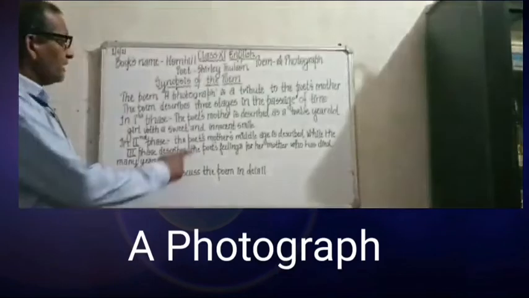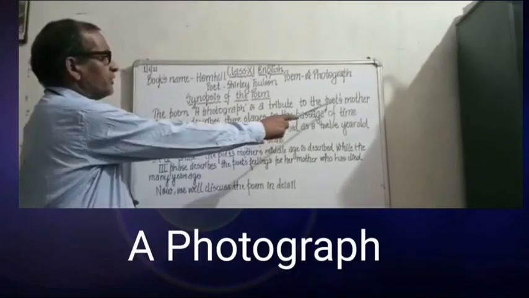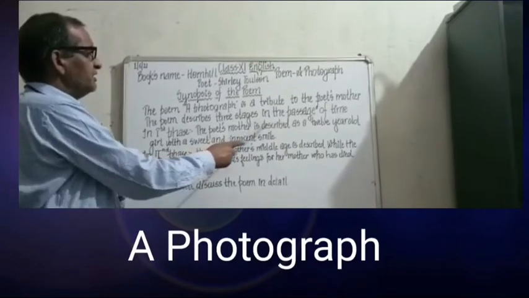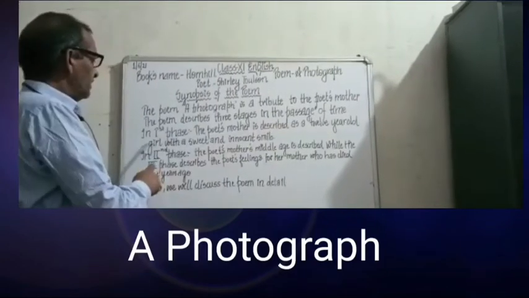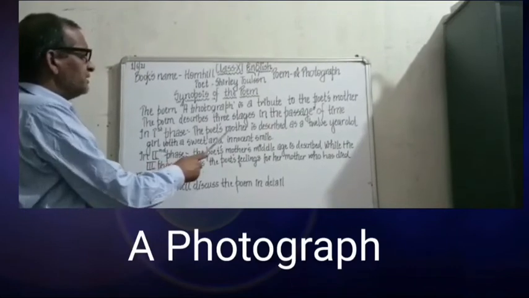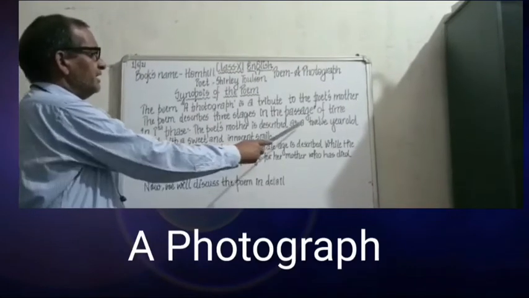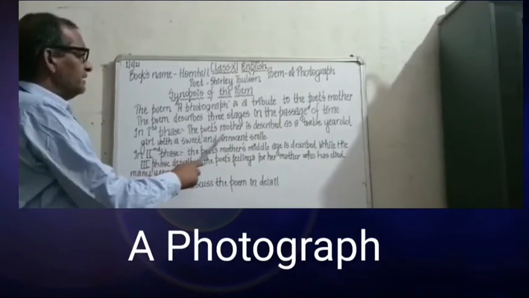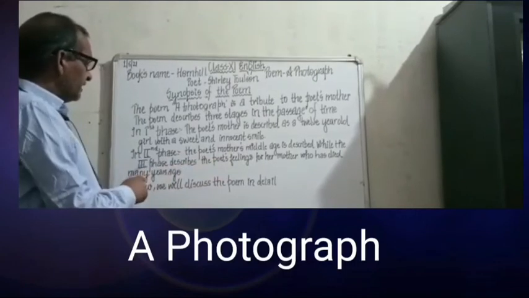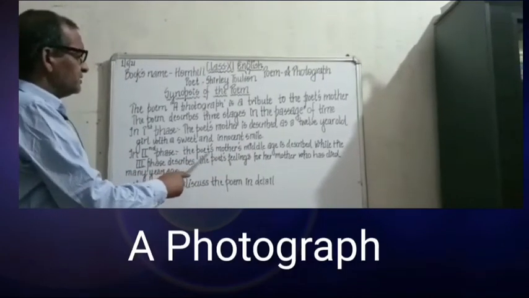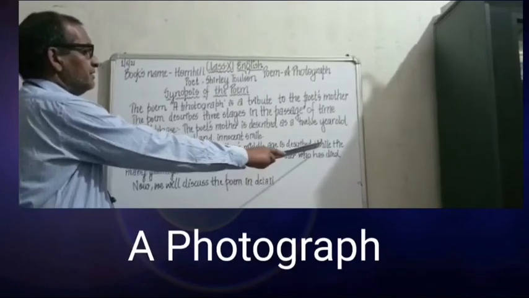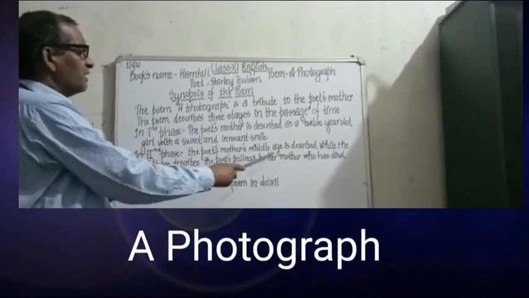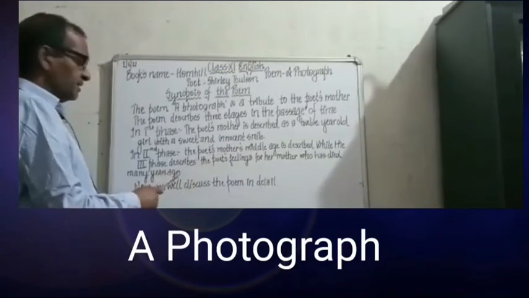The poem, A Photograph, is a tribute to the poet's mother. The poem describes three stages in the passage of time. In the first stage, the poet's mother is described as a 12-year-old girl with a sweet and innocent smile. In the second stage, the poet's mother's middle age is described, while the third stage describes the poet's feelings for her mother who has died many years ago.